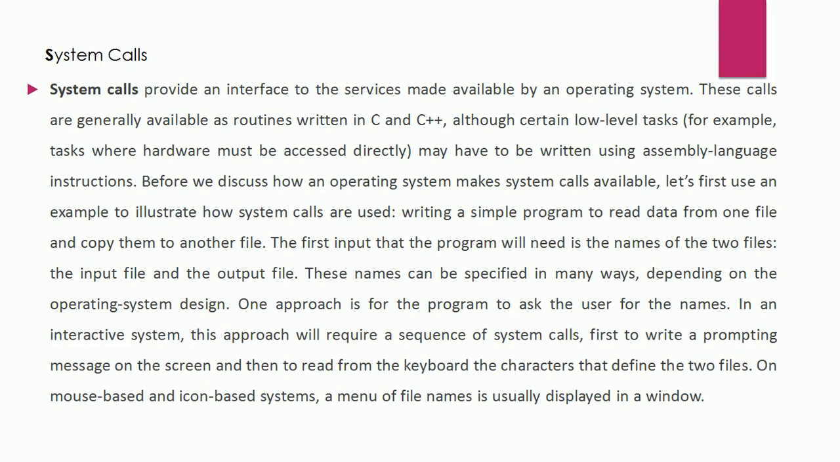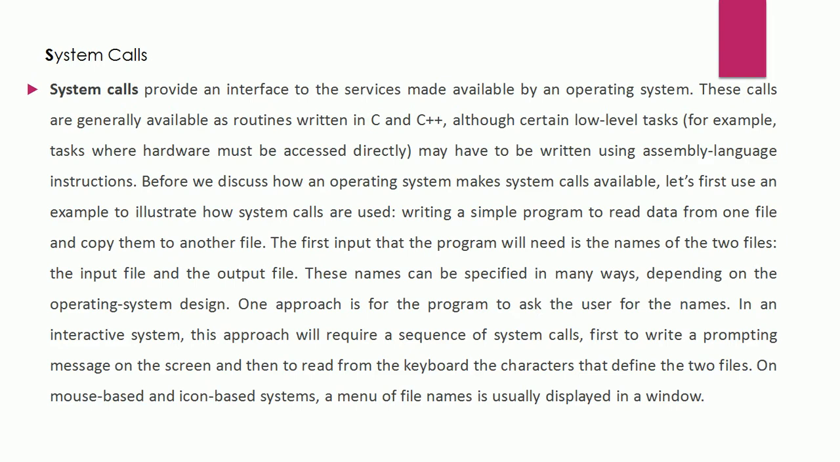There are certain low-level tasks given in assembly language programs, where these tasks are accessed directly by the hardware. They may be written using assembly language instructions. We discuss how an operating system makes system calls available. First, we see an example to illustrate how system calls are used.